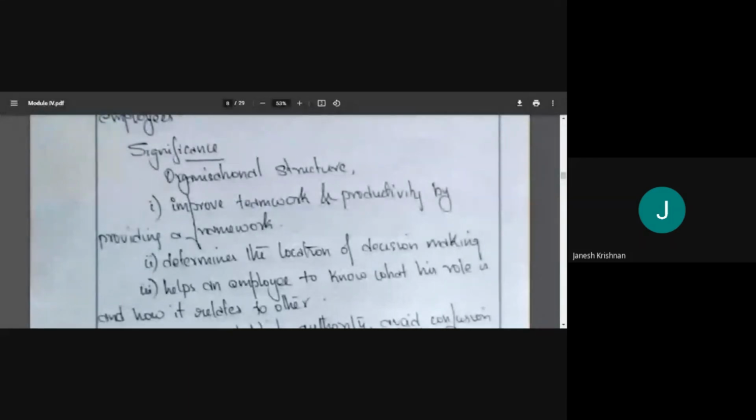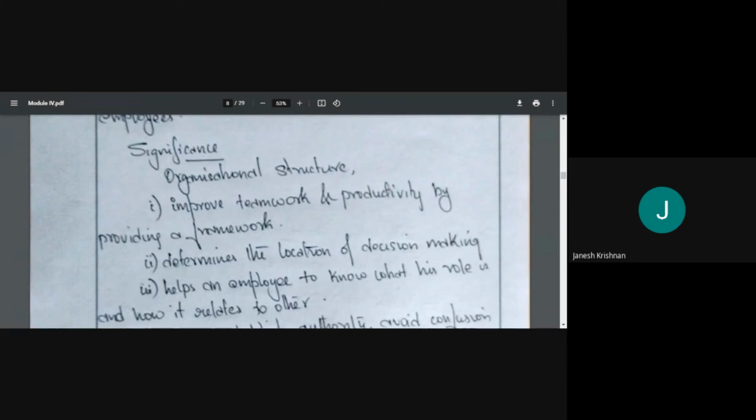Okay? Determines the location of decision making. So who decides regarding your project? Your guide may decide. Regarding the presentations, your project coordinator will decide. Who decides? That is the location. It determines the location of decision making.